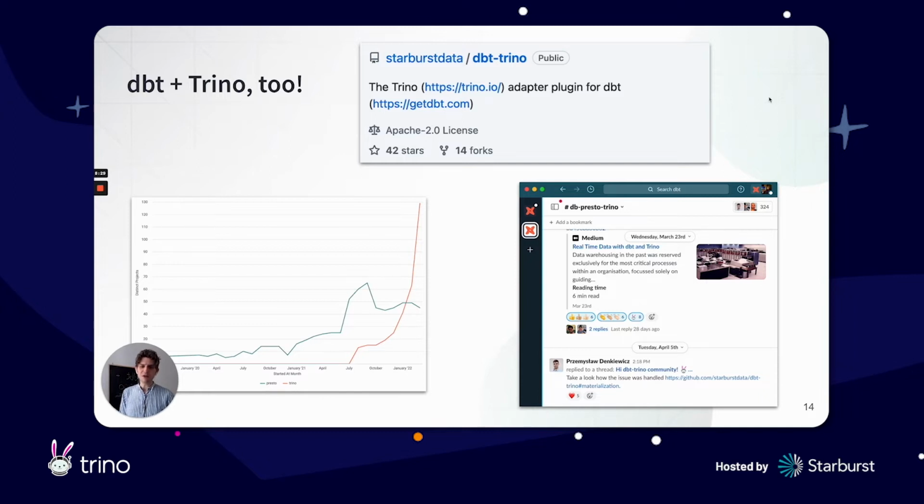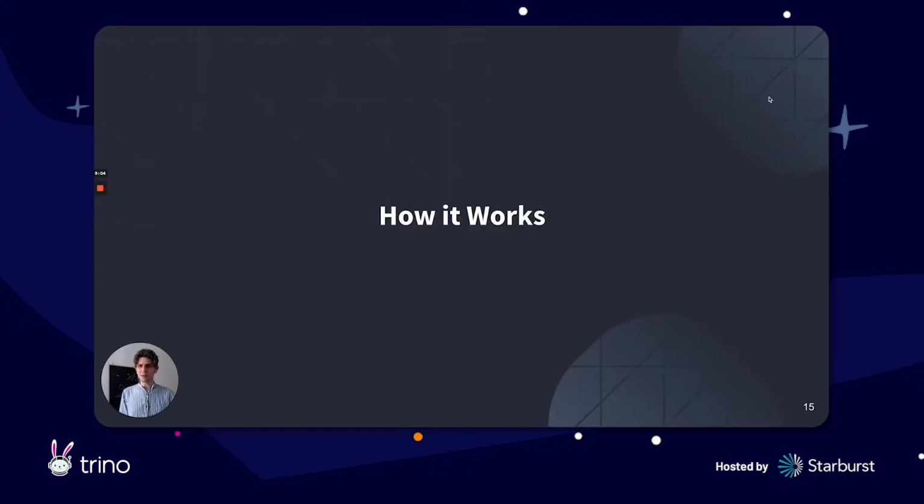There are over 300 people who hang out in the Presto Trino channel of our community Slack. That's where I caught Michelle's blog post. And you can see there's a line that's going up and very much to the right for usage of dbt together with Trino. Let's talk a little bit about how it works.